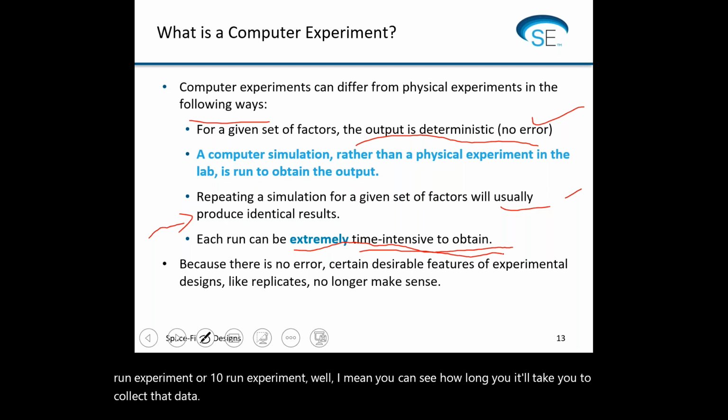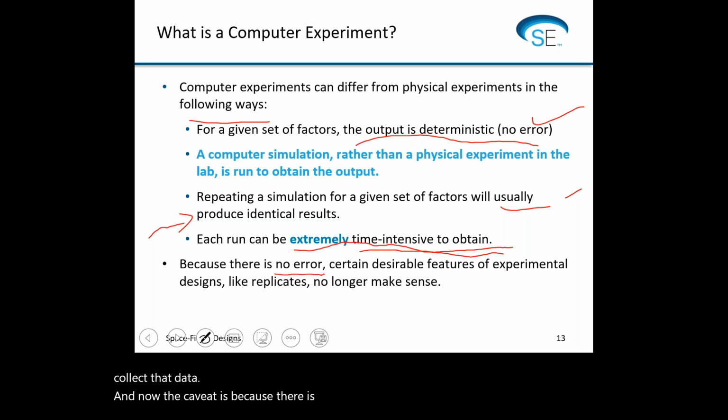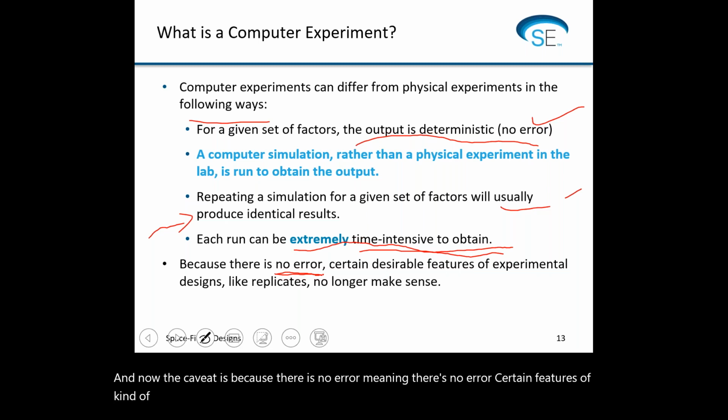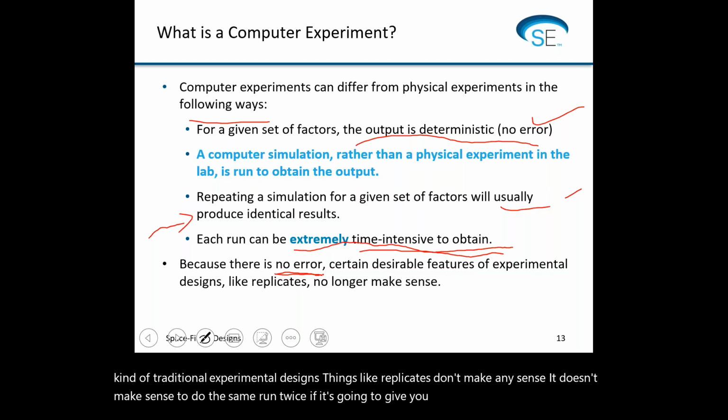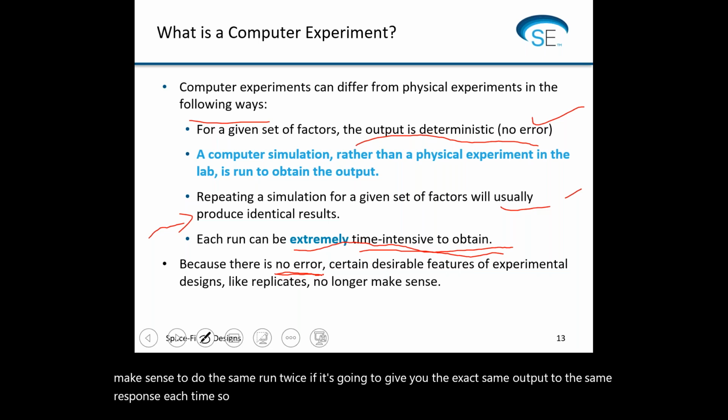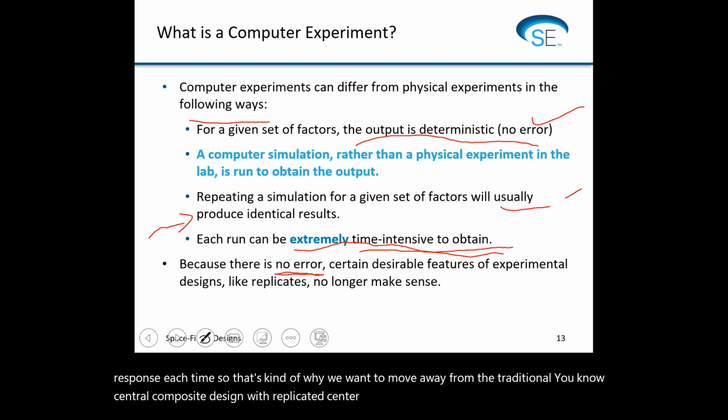Now the caveat is, because there is no measurement error, certain features of traditional experimental design, things like replicates, don't make any sense. It doesn't make sense to do the same run twice if it's going to give you the exact same response each time. So that's why we want to move away from the traditional central composite design with replicated center points, or a D-optimal design that's got some replicates in it. We want something a little bit more fine-tuned in this case.